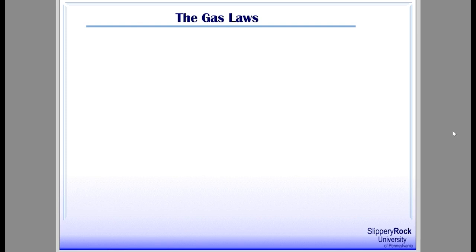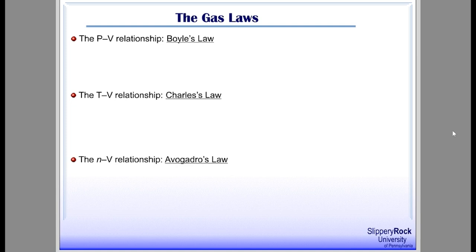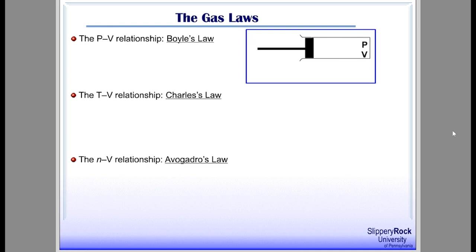The 3 gas laws are Boyle's law, Charles' law, and Avogadro's law. Boyle's law demonstrates how pressure is related to volume at constant temperature and quantity. Look at this illustration. Let's assume that the cylindrical container has a fixed amount of gas. The movable piston keeps the gas inside the container, so the quantity of gas, or the moles of gas, remains constant. Assume that the temperature of the gas also remains constant.